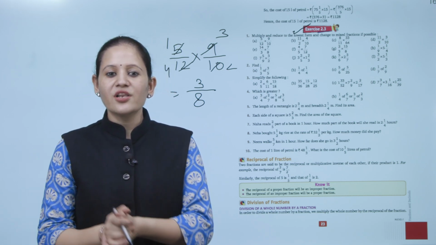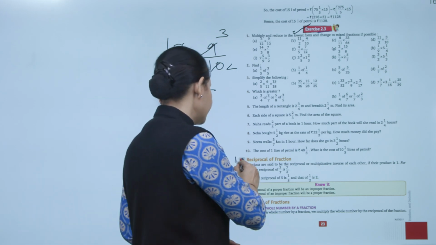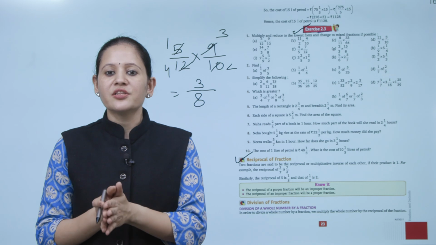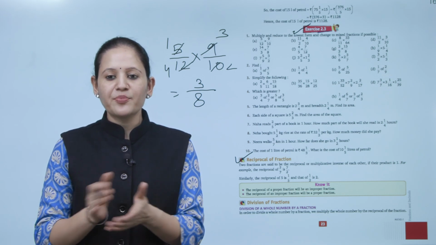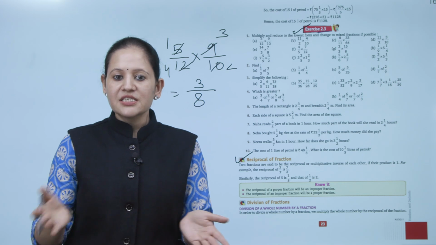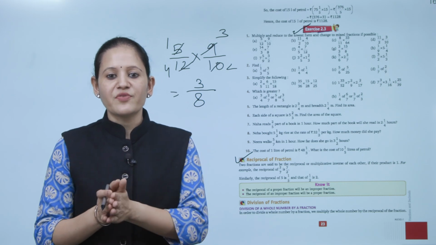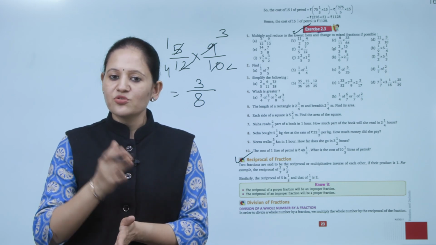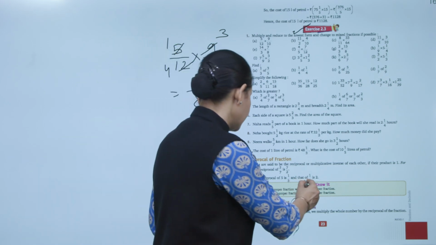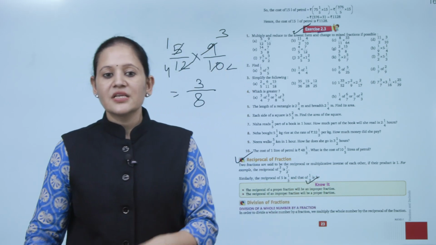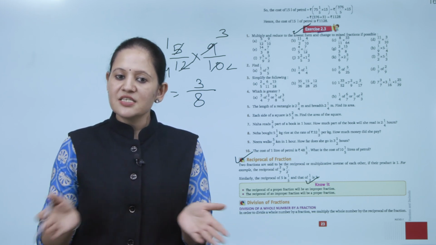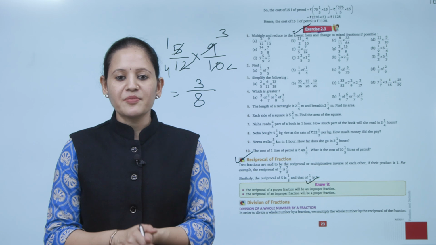Next is reciprocal of a fraction. Two fractions are said to be reciprocals or the multiplicative inverse of each other if their product is 1. For example, the reciprocal of 2 by 7 is 7 by 2. Similarly, the reciprocal of 5 is 1 by 5 and that of 1 by 2 is 2. Clear? Next is know it. The reciprocal of a proper fraction will be an improper fraction. The reciprocal of an improper fraction will be a proper fraction.